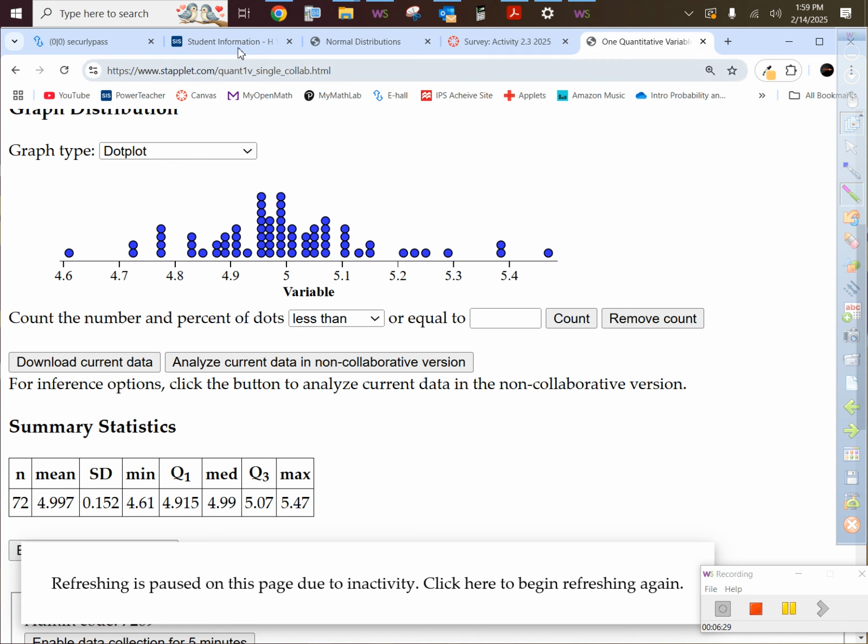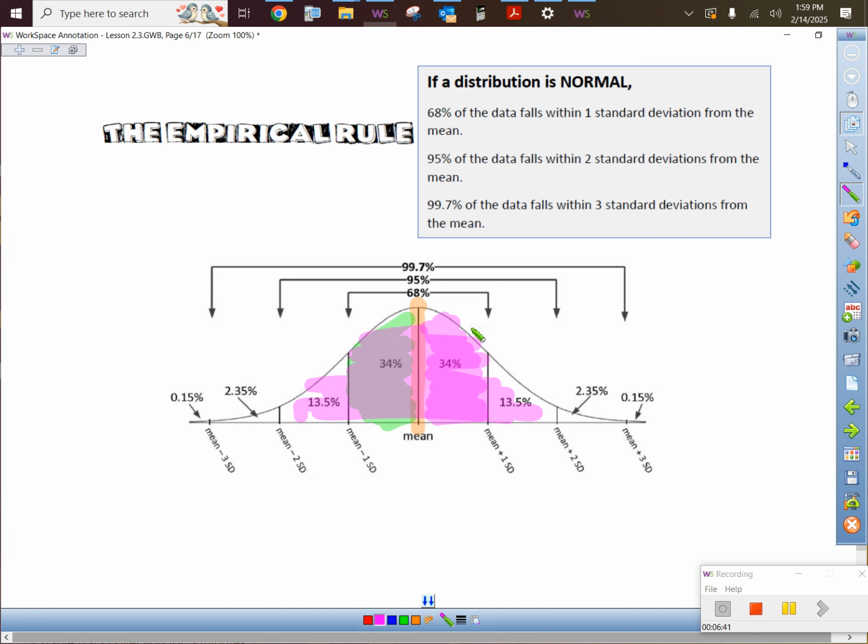And then 95% of the data falls within 2 standard deviations of the mean. So if I highlighted all this pink, if you go 2 to the left and 2 to the right, about 95% of the data is in there. And then darn near 100% of the data is within 3 standard deviations of the mean. We call it 99.7%. Almost all the data is within 3 standard deviations of the mean if you are normal.